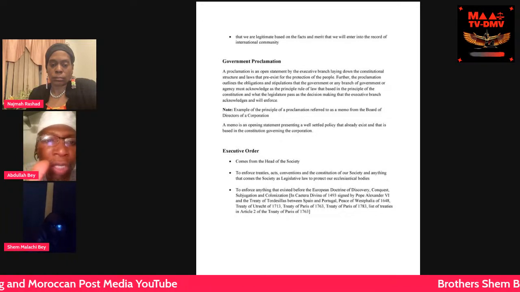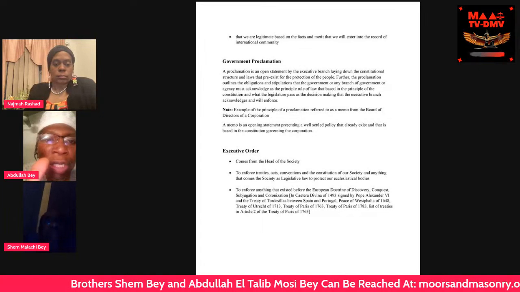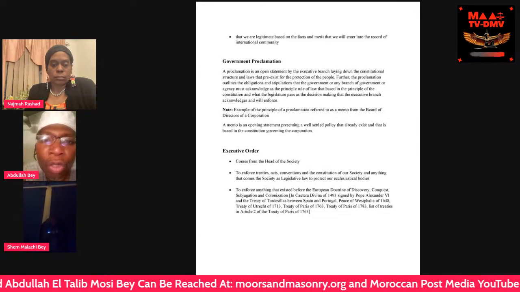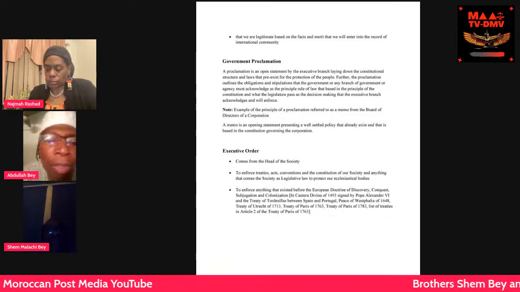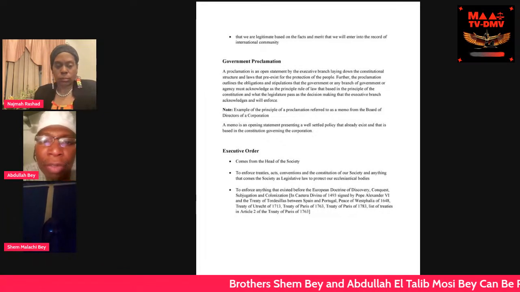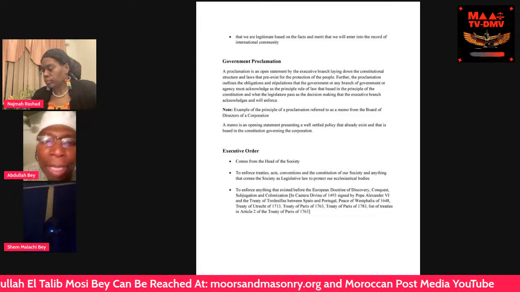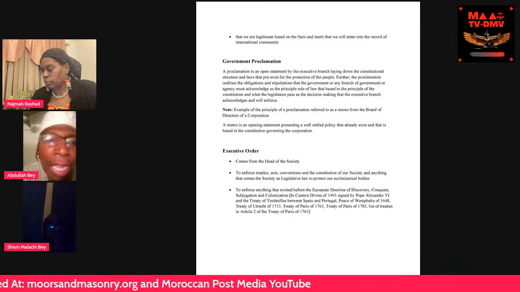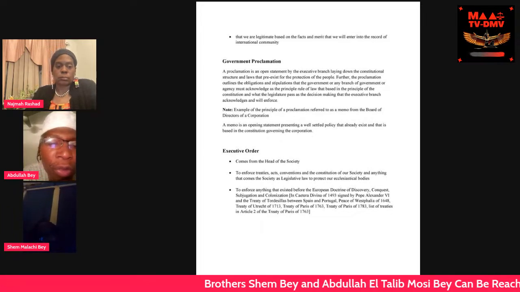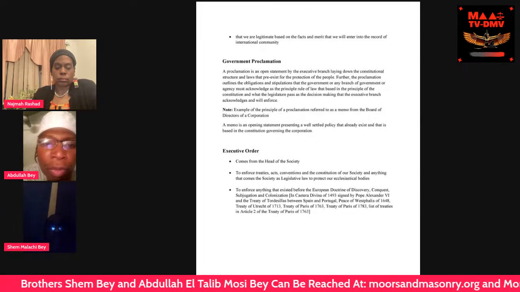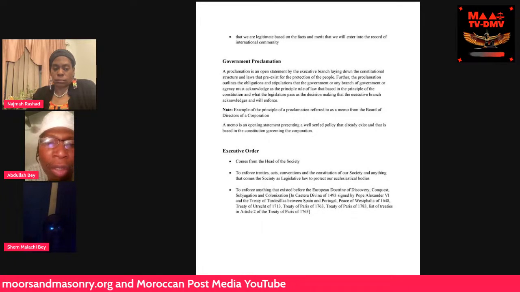Government proclamation. A proclamation is an open statement by the executive branch laying down the constitutional structure and laws that pre-exist for the protection of the people. Further, the proclamation outlines the obligations and stipulations that the government or any branch of government or agency must acknowledge as the principal rule of law, based in the principle of the Constitution and what the legislature passed as the decision making, which the executive branch acknowledges and will enforce. Note, an example of a principal proclamation is a memo from the board of directors of a corporation. The memo is an opening statement presenting a well-settled policy that already exists and that is based in the Constitution governing the corporation. Shem?